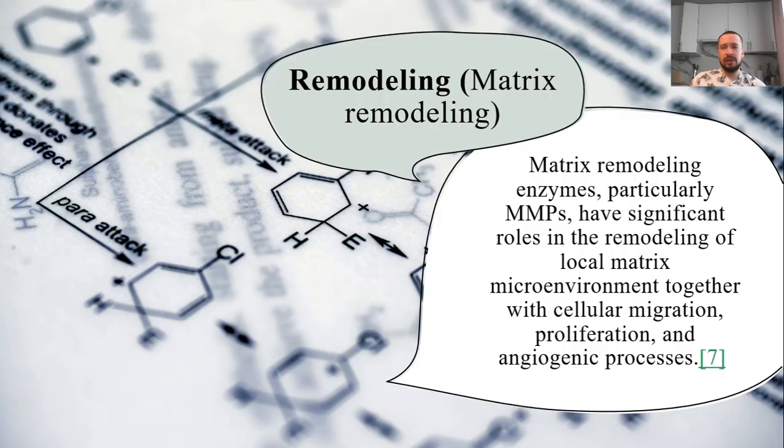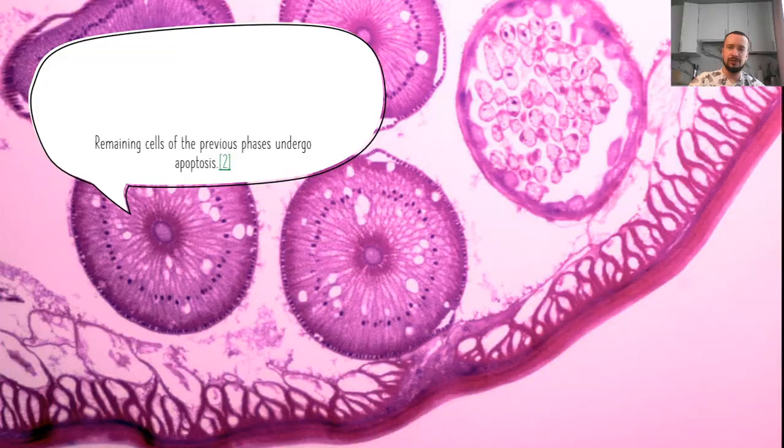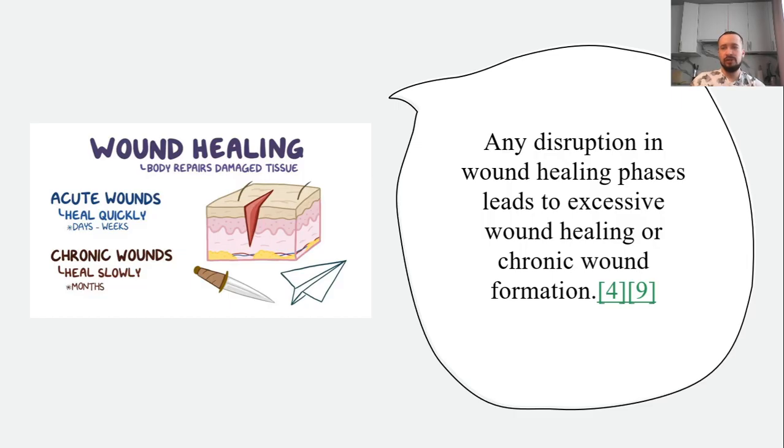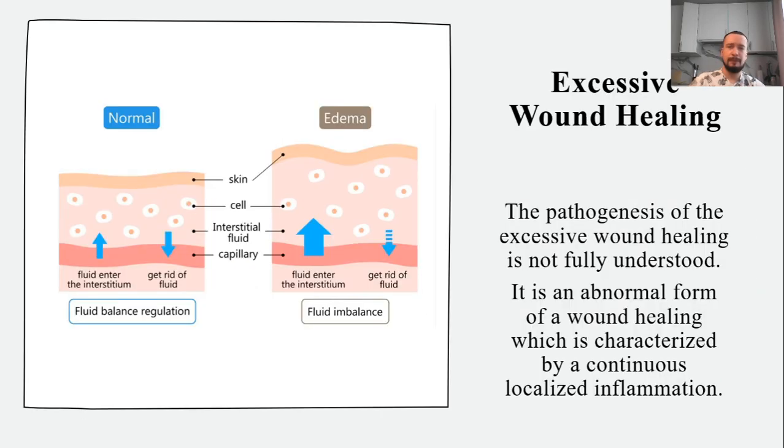Matrix remodeling enzymes, particularly MMPs, have significant roles in the remodeling of the local matrix microenvironment, together with cellular migration and proliferation and angiogenic processes. Remaining cells of the previous phases undergo apoptosis. Any disruption in the wound healing phases leads to excessive wound healing or chronic wound formation.